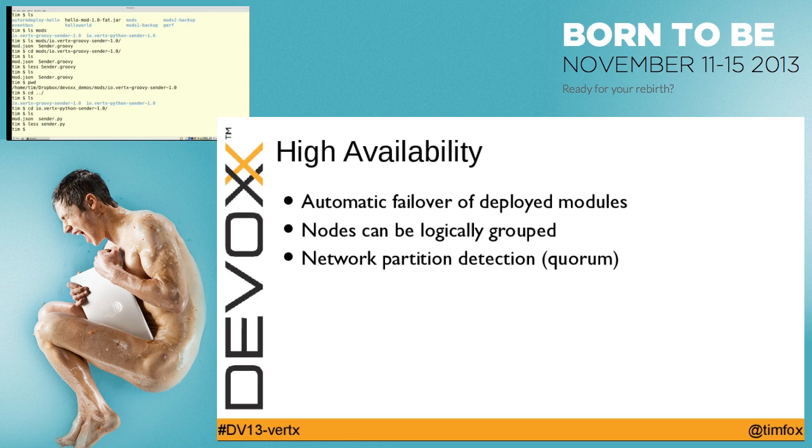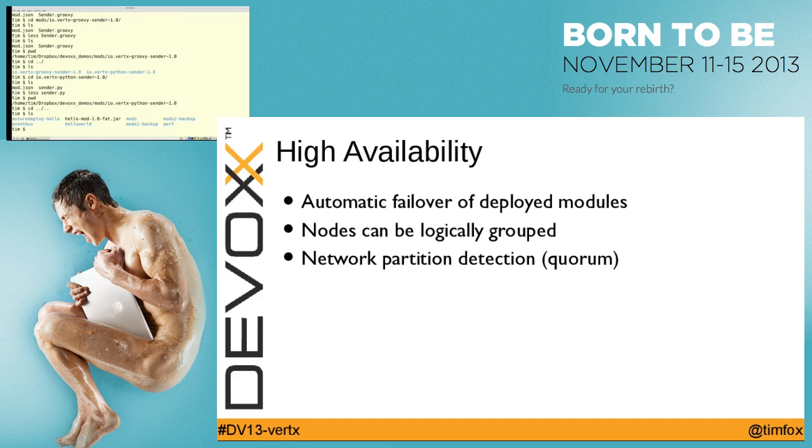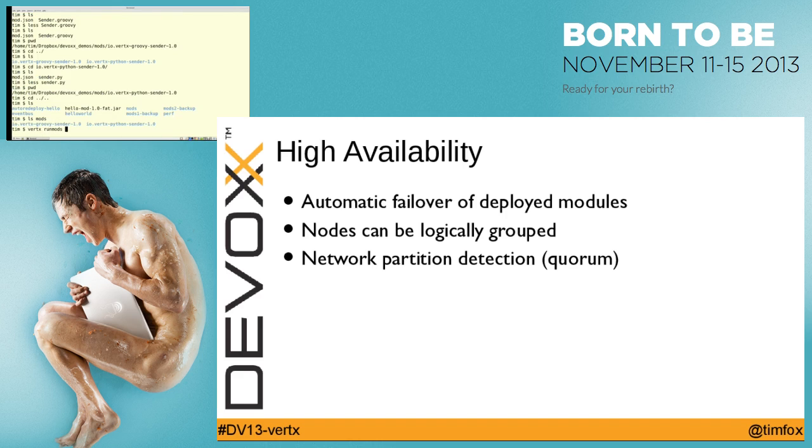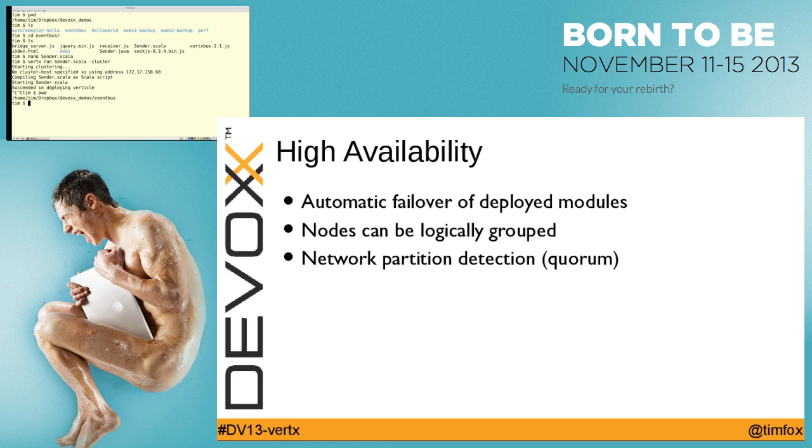So let's run those modules. Let me just ls mods, sorry, for the names. Okay, this time vertx runmod, as before. Let's first run the Groovy one, the Groovy sender. But this time we're going to run it with HA enabled. So how do you do that with Vert.x? Like most things in Vert.x, it's very simple. You just put -ha on the command line.